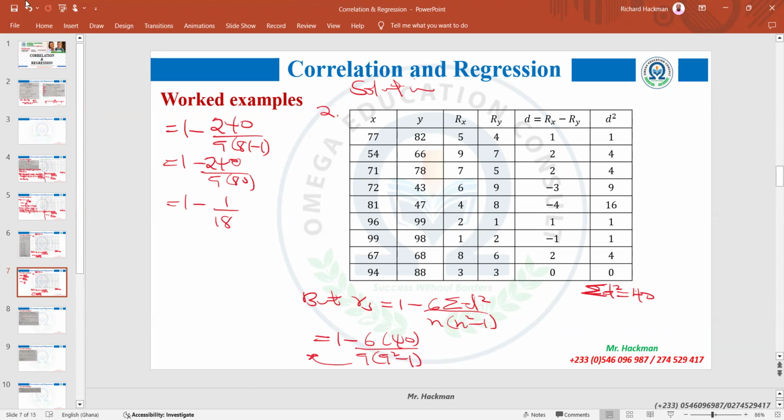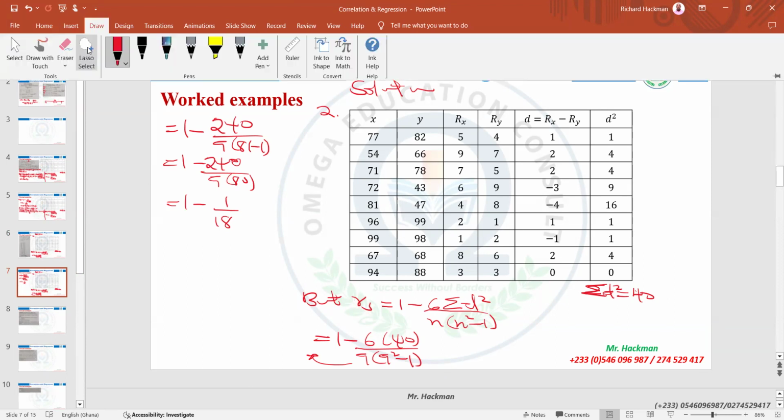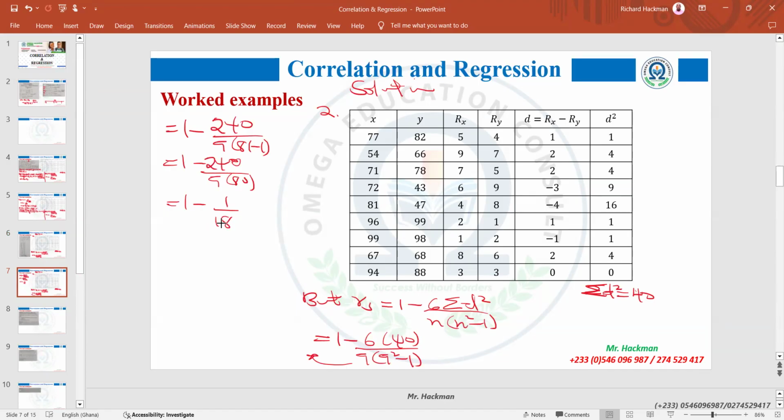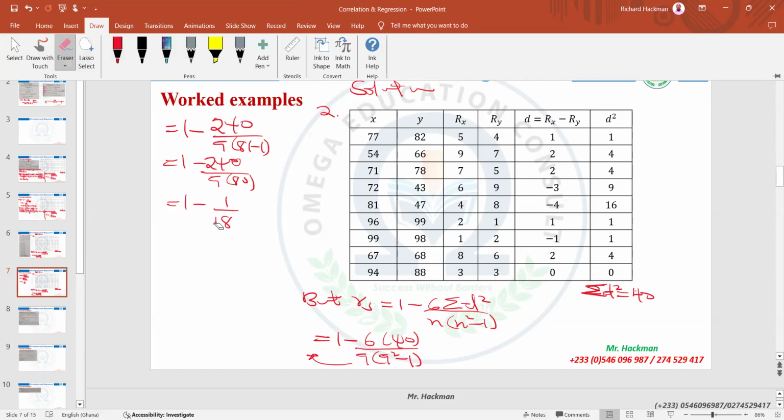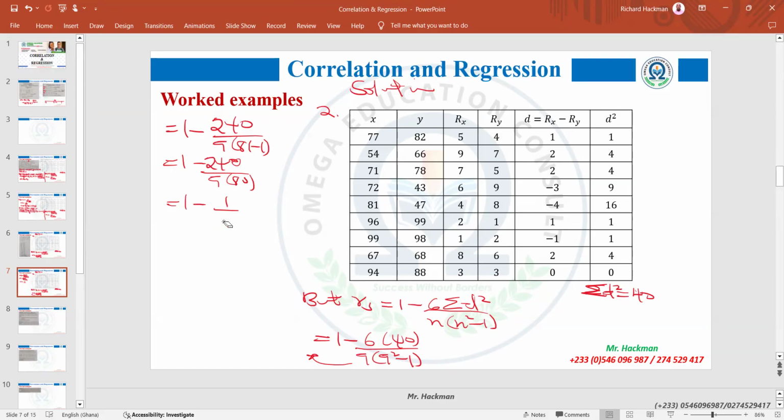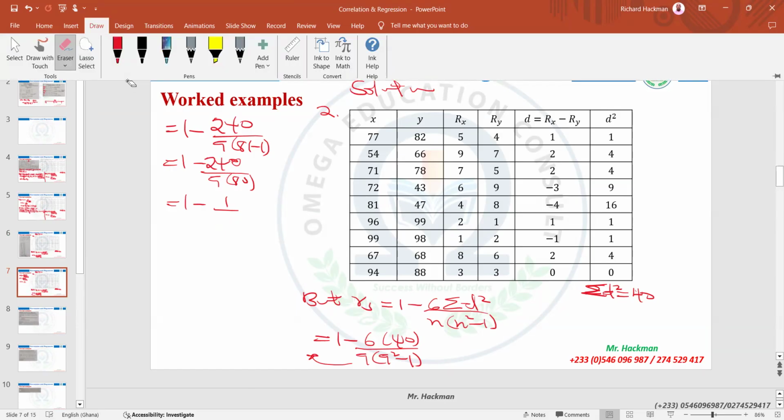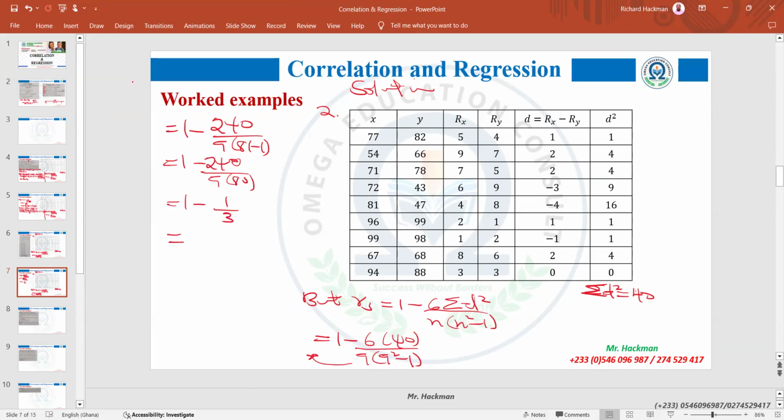So let me do the needful and clear that. So 1 on 3. I hope you are following. Okay, so now what do we have? 1 on 3 here. Then straight away you move to your decimal. And what will the decimal give you? It will give you 0.666, 0.6 recurring. Yes. Okay, so 0.6 recurring.